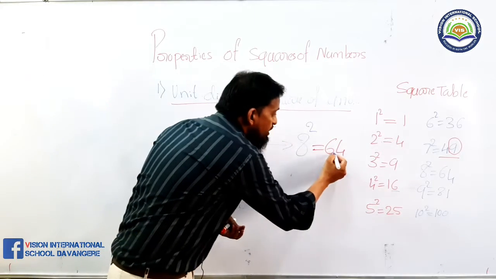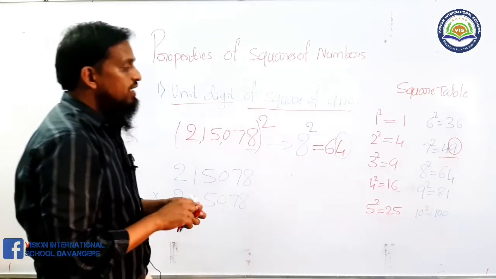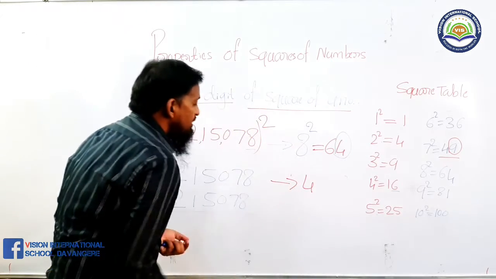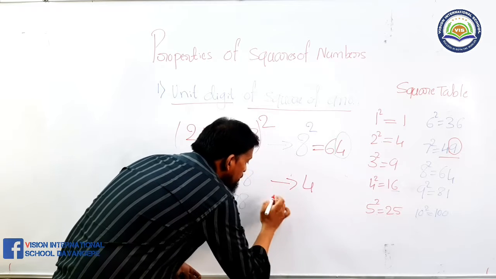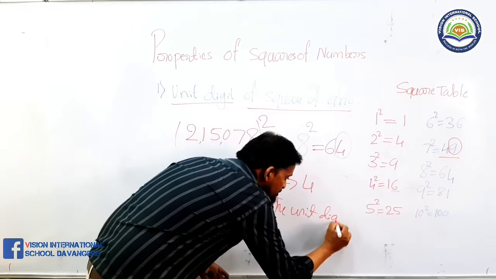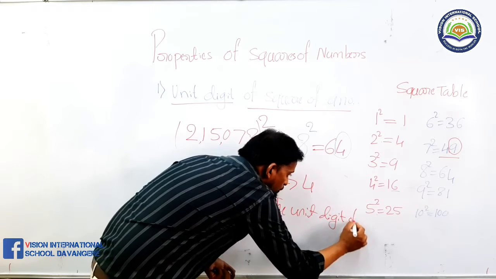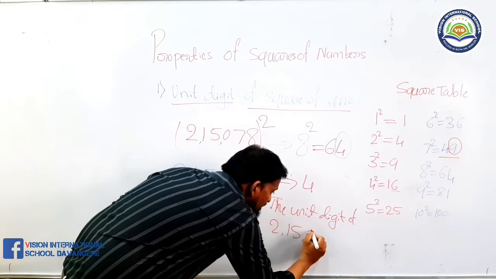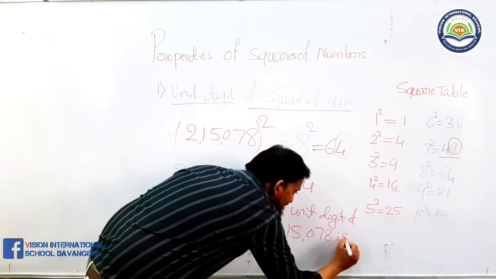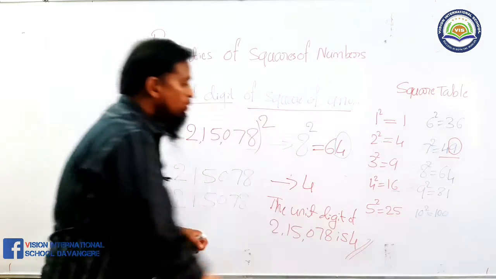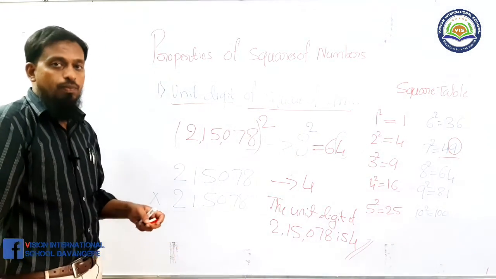Now check what the unit digit of this is. The unit digit of this is 4. You can write the answer. The unit digit of the square of 2,15,078 is 4. After writing this, you should put 2 lines that will show the end of the problem.